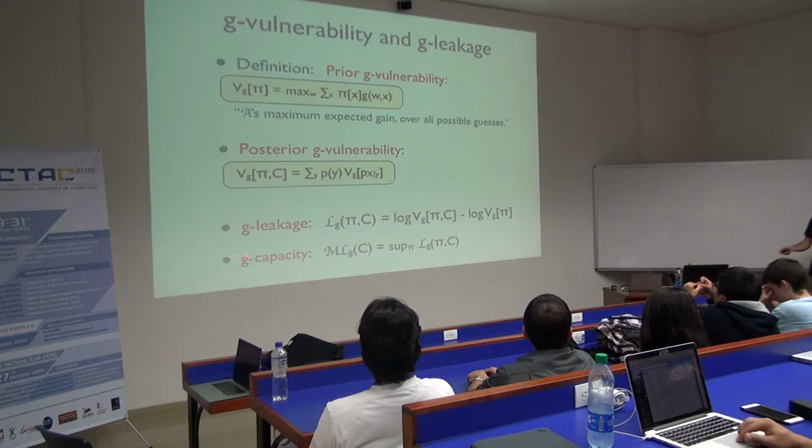And then again, the g-capacity. Sometimes I have a specific prior that I want to reason about, so I'm using g-leakage. Sometimes I don't, so I want to maximize things. So I'm taking the supremum over all priors of the g-leakage. This I would call g-capacity, right? The maximum leakage, maximized over all priors. So essentially, it's more or less the same story.